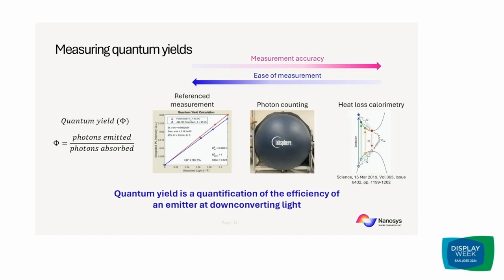And what I wanted to highlight here is that if you consider these different techniques, some of them do, in fact, have higher measurement accuracy. The highest is from this heat loss calorimetry. But you also pay the price of the difficulty of the measurement. And for typical industrial usage, most measurements are actually made with this photon counting method, where you measure the absolute quantum yield of the material, that it has a good balance between the ease of measurement and the accuracy that you get from that measurement.